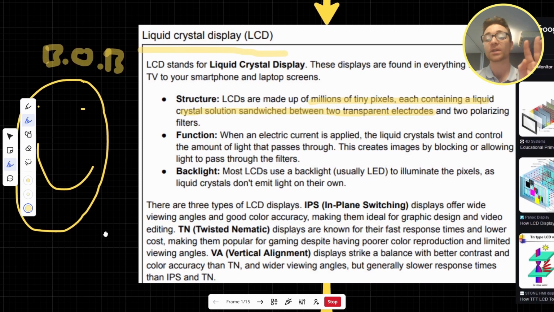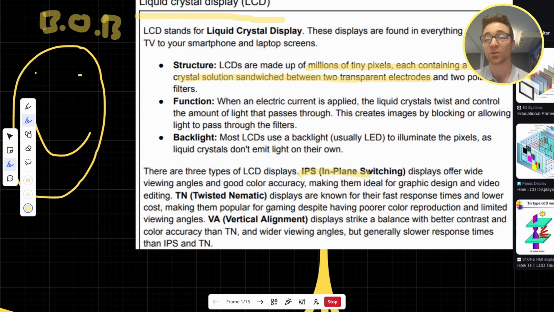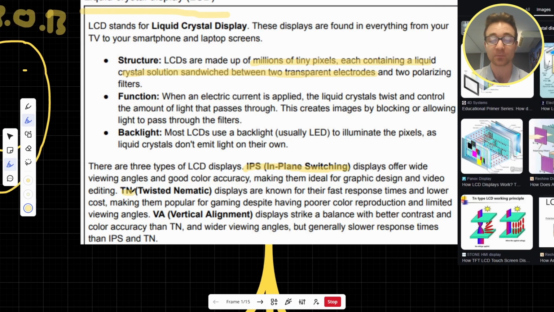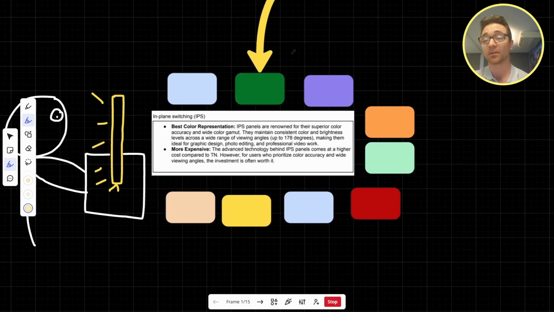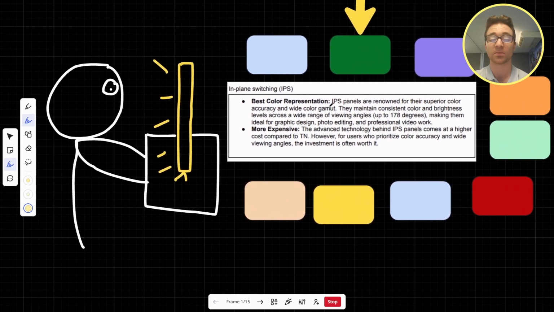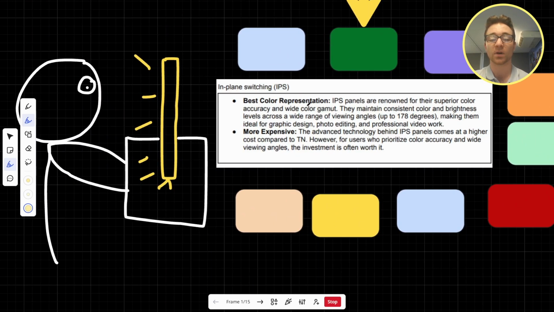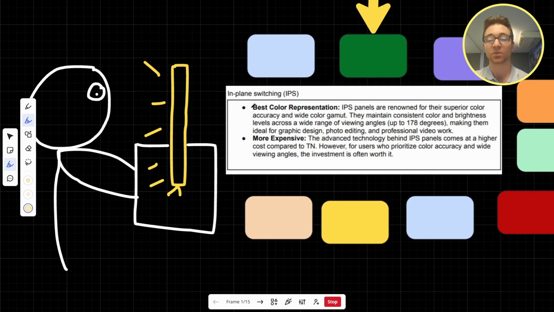Now, there are three different types of LCD displays that you need to know about for your exam. You've got in-plane switching, you've got twisted nematic, and you've got vertical alignment. Each one of these displays has pros and cons. Some of them are more expensive, some of them are cheaper. We're going to take a look at those, and that's going to factor in pretty significantly to your decision making. So let's come over and have a look at in-plane switching.